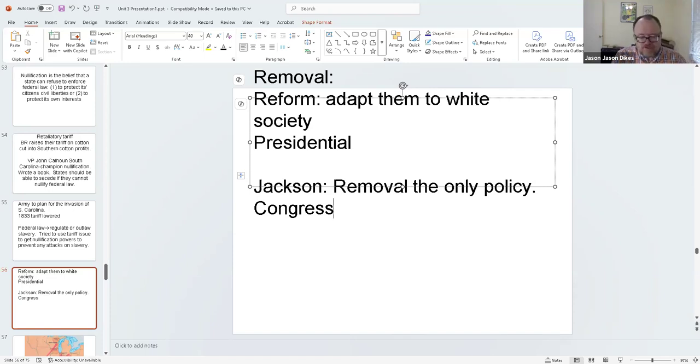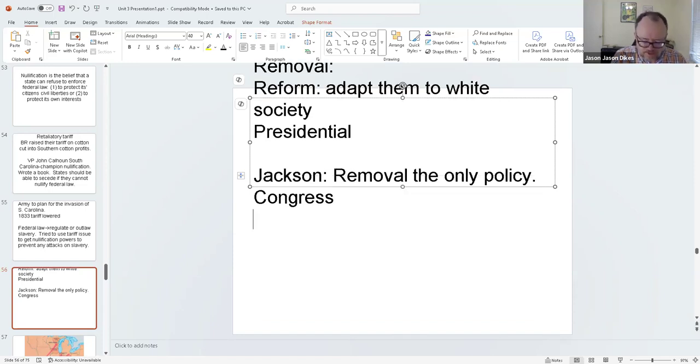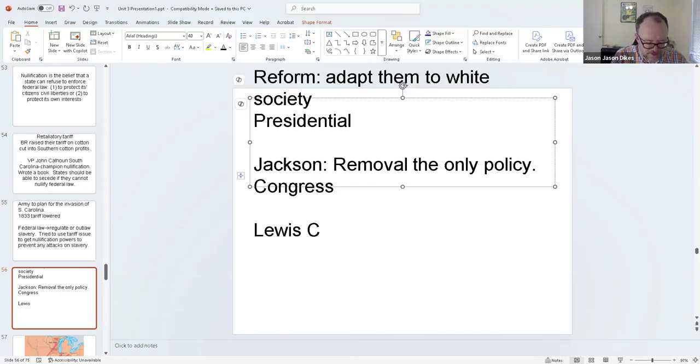Now, it should come as no surprise that Jackson wants Native Americans out of the way. He had been fighting Native Americans since 1819, if not before, and wanted them moved further and further away because they're in the way. Now, we can't just come out and say, hey, we want your land. We need something else, right? And so this is where Lewis Cass comes in. Now, Lewis Cass, we're going to see him again.